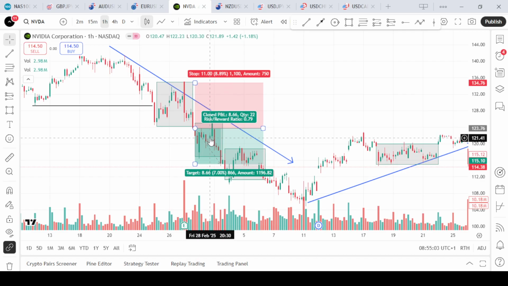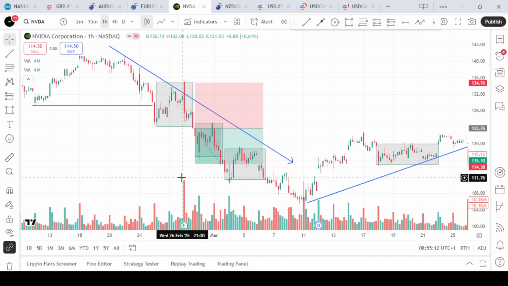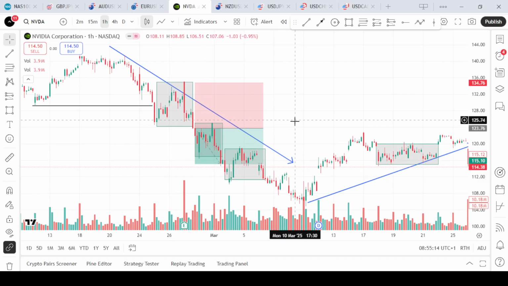So avoid these mistakes to stay disciplined and follow the strategy rules closely. This will help you to make more informed decisions and manage your trade effectively.